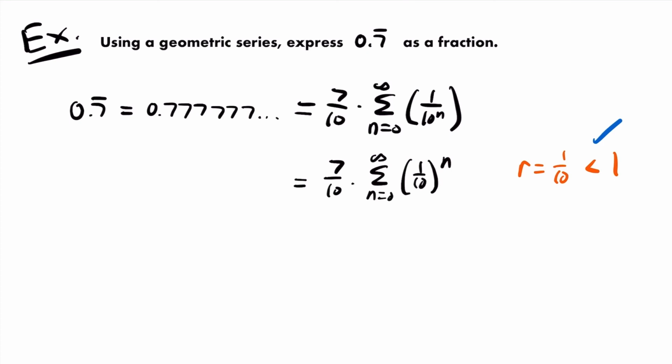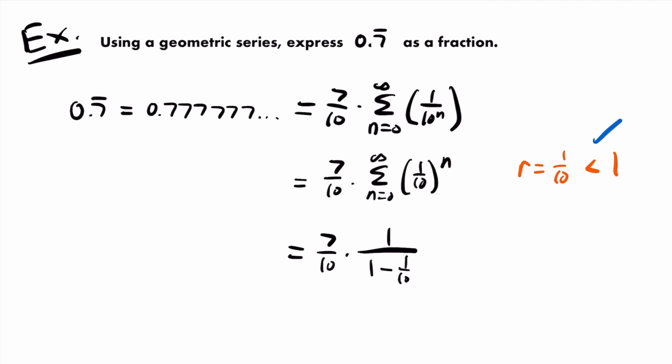Now in this case, a is just equal to 1, or I guess you could say it's equal to 7/10, but it doesn't really matter. Either way, you're going to get the same solution. And so this will be equal to 7/10 times 1 divided by 1 minus r, which is 1/10. Okay? If you were to multiply 7/10 back into this series, then 7/10 would be your constant multiple, or the value of a in the numerator. It doesn't matter. This calculation will still get the correct answer.